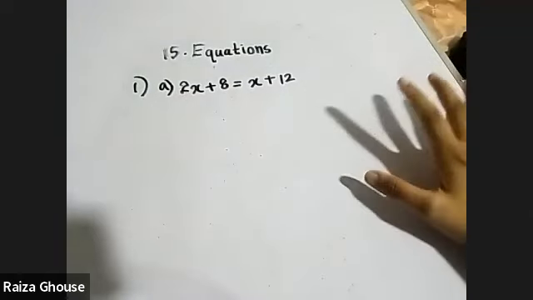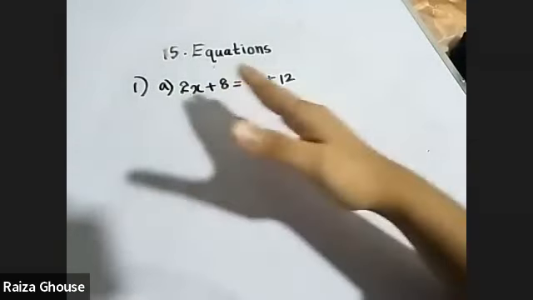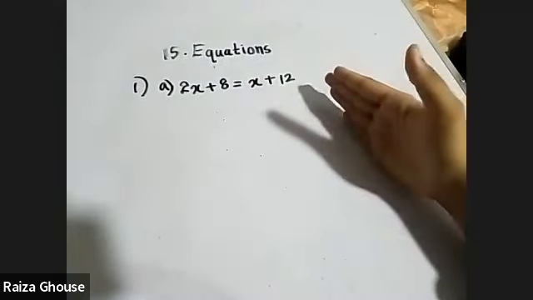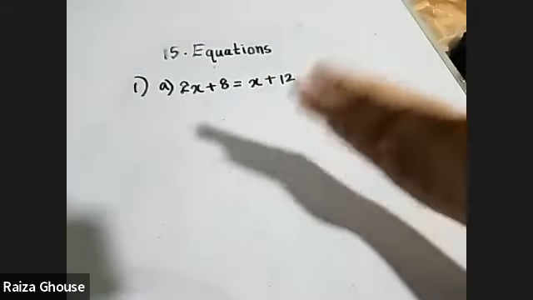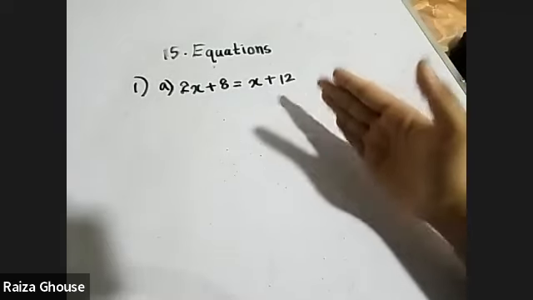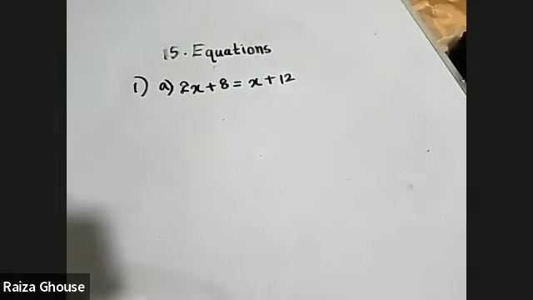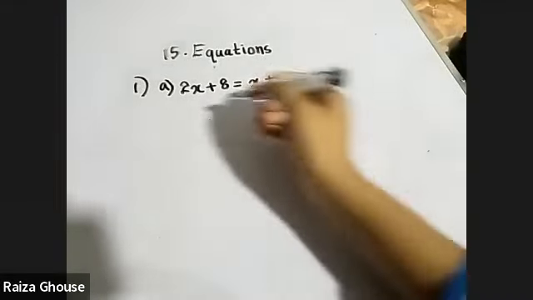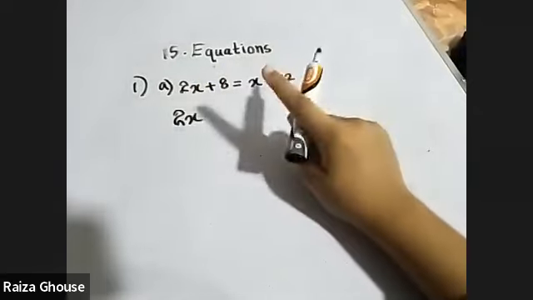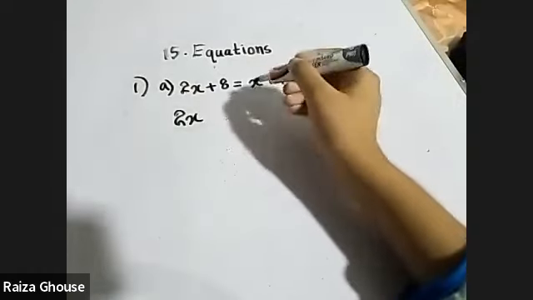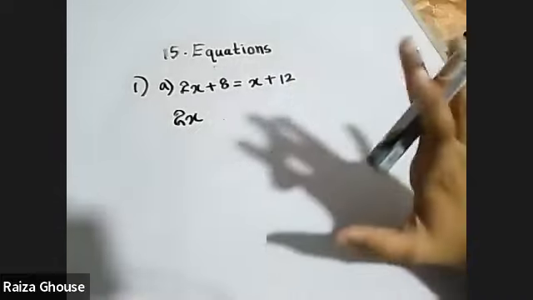So you know the carrying process I have taught you. If you're carrying a positive value from left hand side to right hand side, you should make it negative. If you are carrying a negative value from left hand side to right hand side, you should make it positive. And the same process is done vice versa when you are doing from right hand side to left hand side as well. Right. So what am I going to do? I'm going to keep 2x this side and I'm going to carry x this side. So you will ask me, can't I keep x this side and carry 2x this side? Yes, you can. I'll do it both ways and show you.